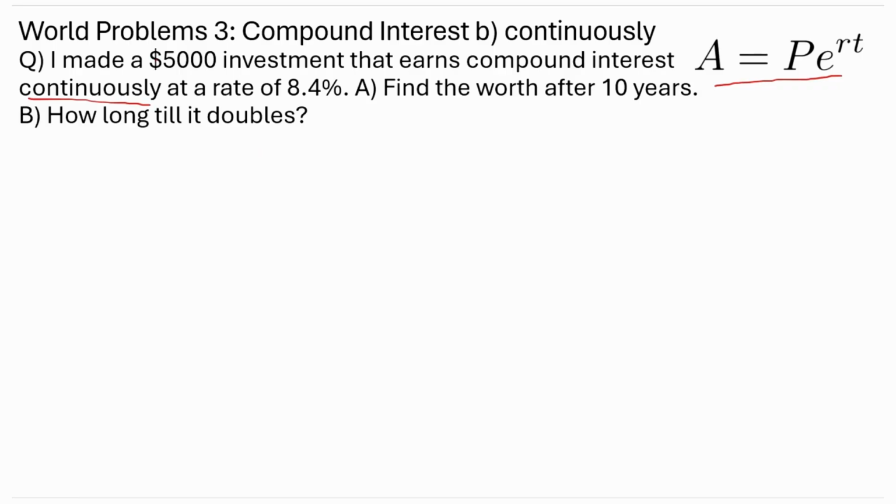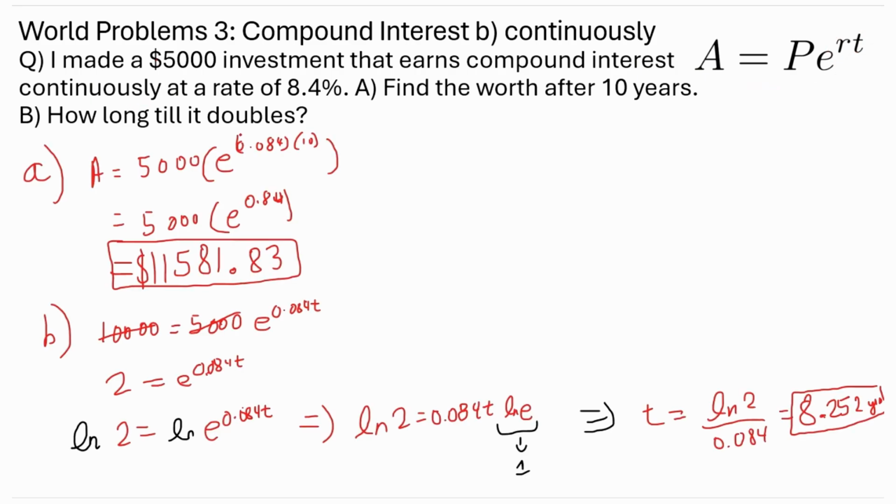The fourth and the last type is the continuous ones. Okay, with this one, it's just a different formula. Everything stays the same. It's a way simpler formula. It just has e in it. This is our principal. This is our rate. This is our time, and yeah, we just plug stuff in.